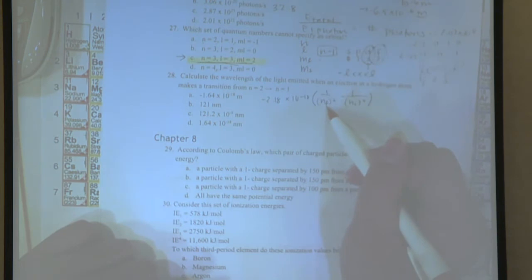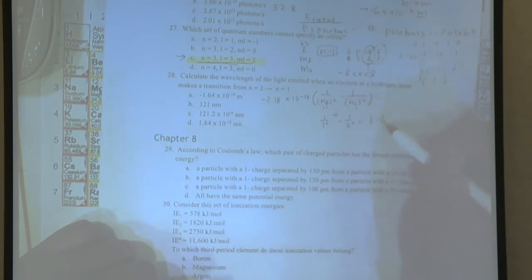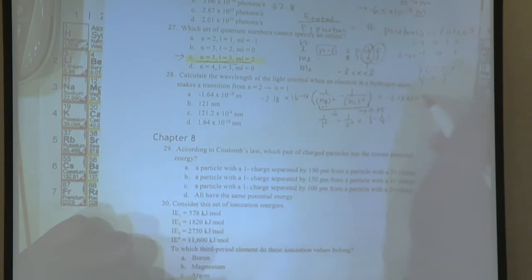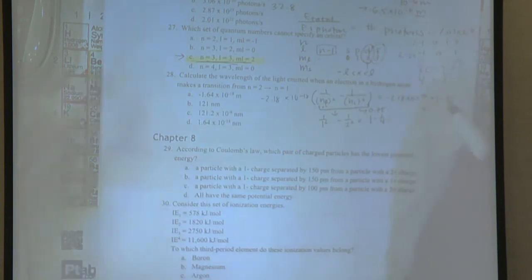Our n final was 1, and our n initial was 2, right? So just looking at this, 1 over 1 squared minus 1 over 2 squared is going to give me 1 minus 1/4, right? So this term right here is actually 0.75, or 3/4. So I'm going to do -2.18 times 10 to the -18th times 0.75.